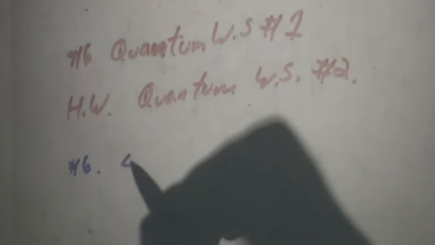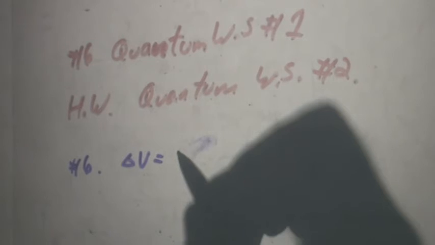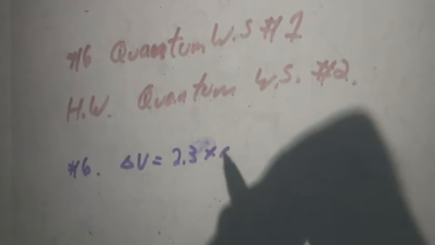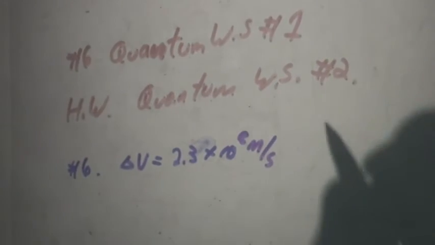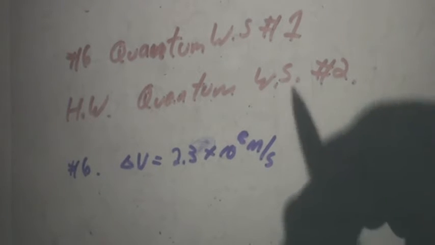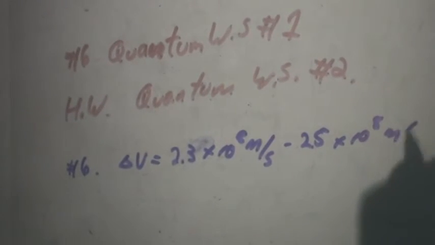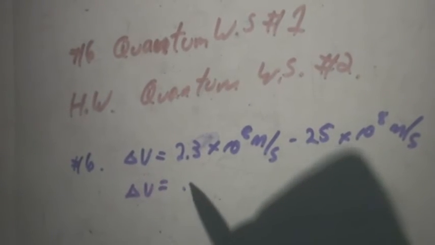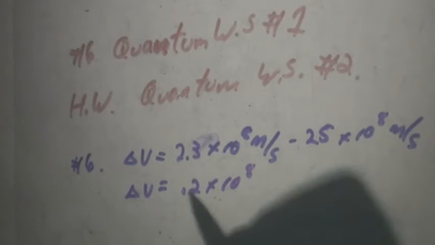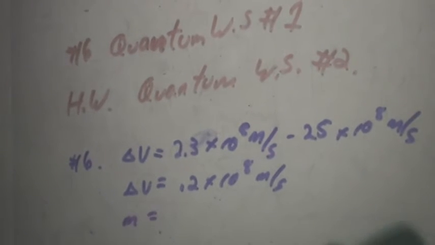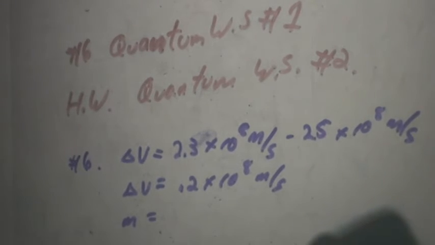Now for number 6 on quantum worksheet number 1, to find the uncertainty in your velocity, you have to take the change in velocity, which is the range. The range of your velocity is 2.3 times 10 to the 8th meters per second minus 2.5 times 10 to the 8th meters per second. And so your change in velocity is 0.2 times 10 to the 8th meters per second. So that's where you get your delta v. Now where do you find the mass of your electron? You go to Appendix I. Appendix I will give you the mass of neutrons, protons, and electrons. They are in grams. Your mass must be in kilograms, so make sure you convert that.